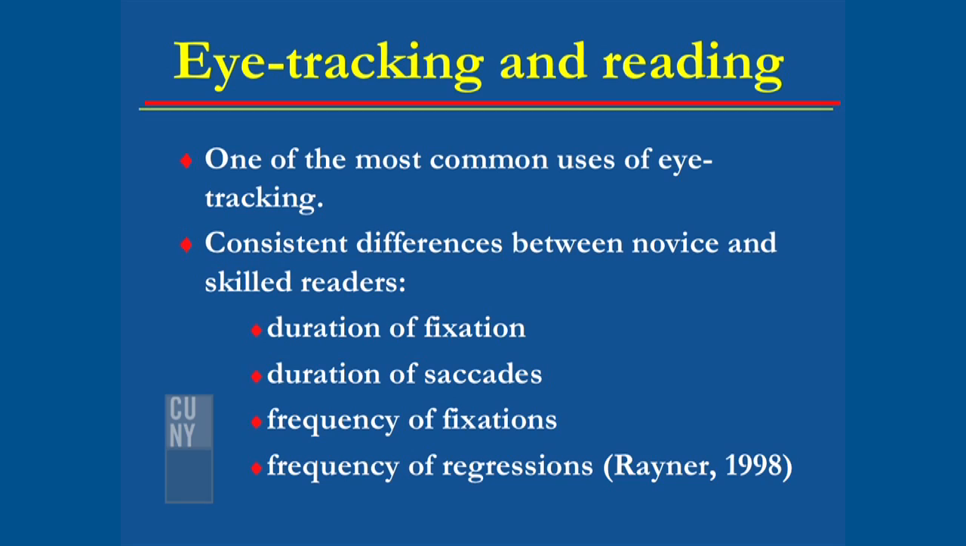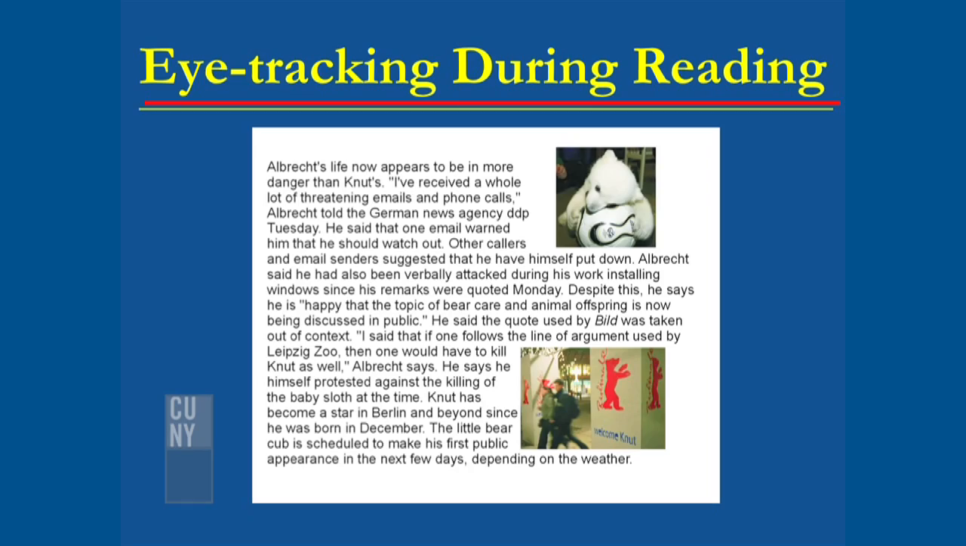In reading, which is one of the most common uses of eye tracking in psychology, you find consistent differences in the duration of fixations, the duration of saccades, the frequency of fixations, and the frequency of regressions, which is going back to look at text that you've already passed.